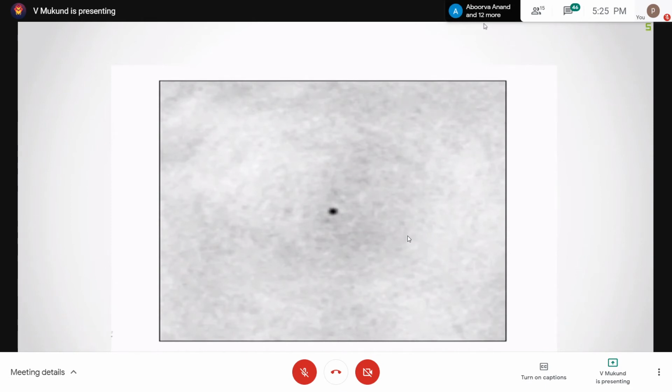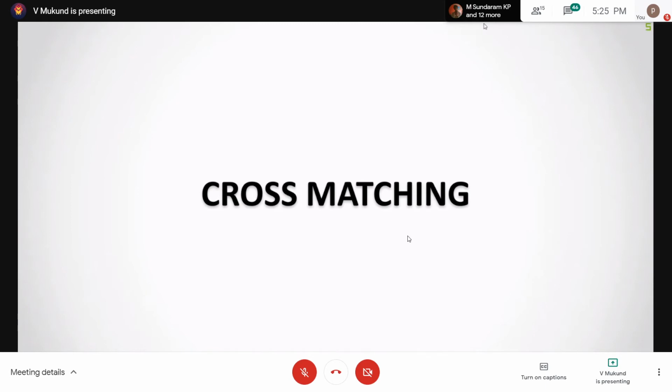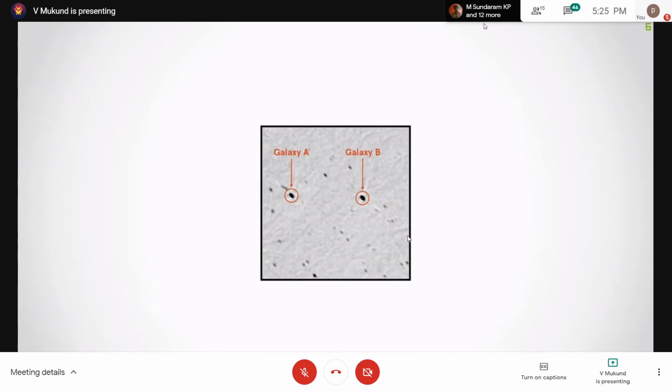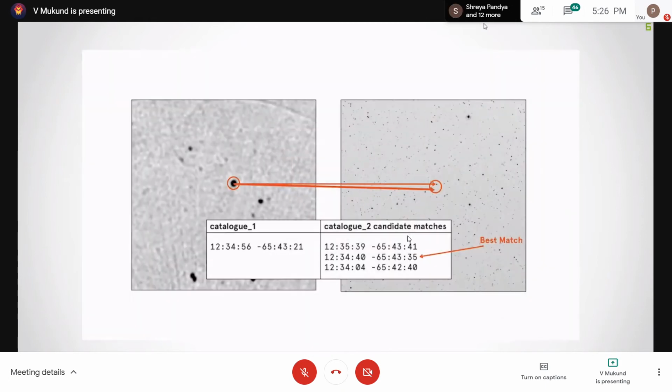So this is all about the stacking process here. And then cross matching. Cross matching is a process to relate two data sets that complement each other. So we see galaxy A in this detection, and then we detect galaxy B there. So we need to find, say, the distance between the two galaxies, or to understand what kind of galaxies they are. We use the cross matching algorithm.